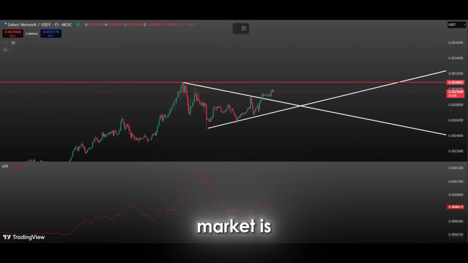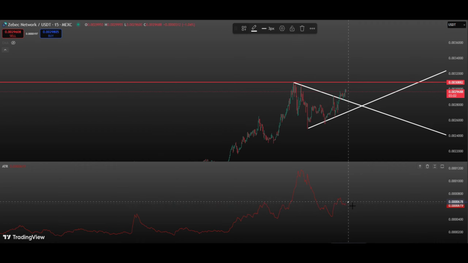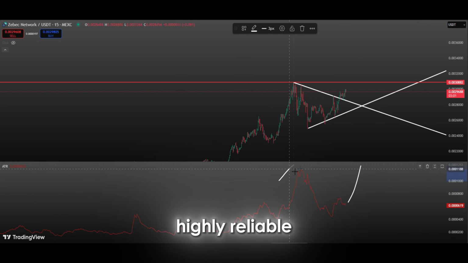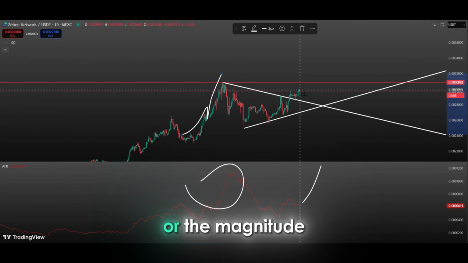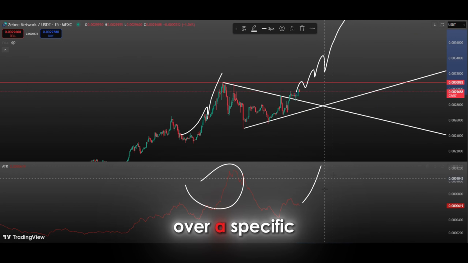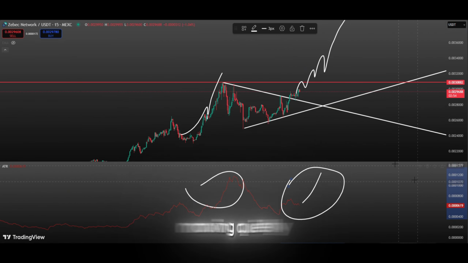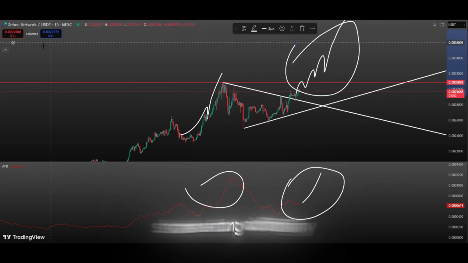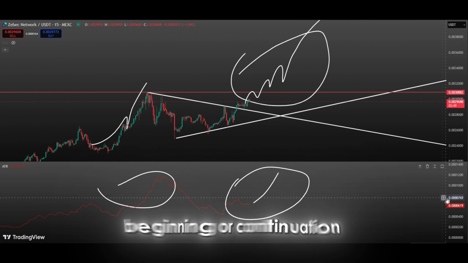One of the most important tools used to interpret price movements on the chart and to assess how active the market is, is the ATR, Average True Range Indicator. ATR is a widely used and highly reliable technical indicator for measuring a security's volatility, or the magnitude of price fluctuations, over a specific period. It provides clear insights to investors about when the market is moving quietly, or when it has started to show strong volatility, especially in identifying the beginning or continuation of trends.